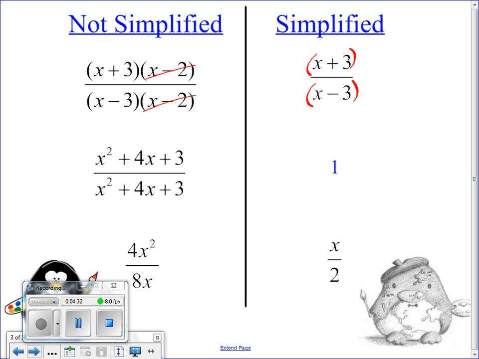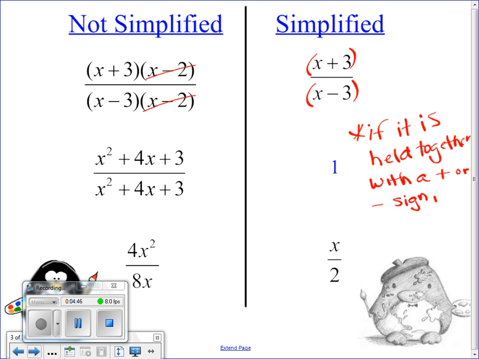Okay, so I need you to make sure you're clear. If it is held together with a plus or minus sign, you cannot cancel its pieces. If you see a plus or minus holding something together, you either cancel that entire group out or you don't touch it. Or you can factor it, but you can't just cancel piece by piece out of there.